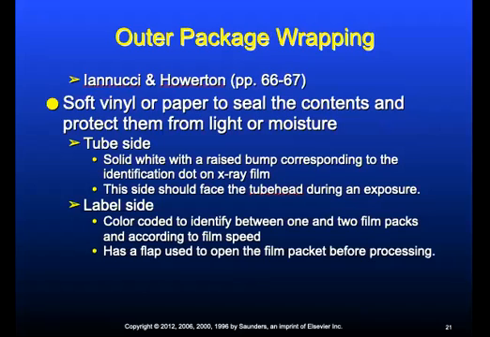There's information printed on the label side of the film packet, which includes a circle or dot that corresponds with the raised identification dot on the film, the statement "opposite side toward tube," the manufacturer's name, the film speed, and the number of films enclosed. We have a soft vinyl or paper wrapper that seals the contents and protects them from light and moisture, like we talked about before. Then there are two sides of the packet. There's a tube side, which has that solid white or raised bump corresponding to the identification dot on the X-ray film. This is the side, once again, where the tube head should be during an exposure.